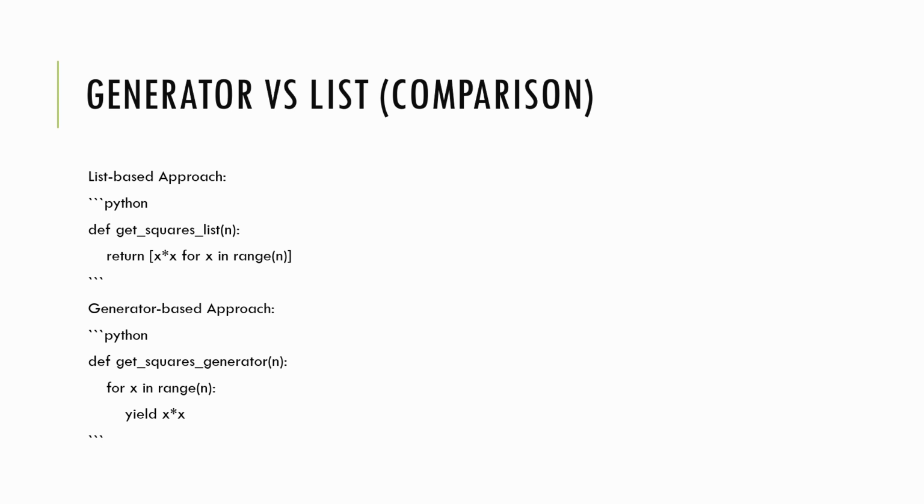Let's compare a list-based approach to a generator-based approach. In the list-based example, we return a list of squared numbers all at once, which can be memory intensive. In contrast, with the generator, we yield each squared number one by one, making it more memory efficient, especially for large values of n.